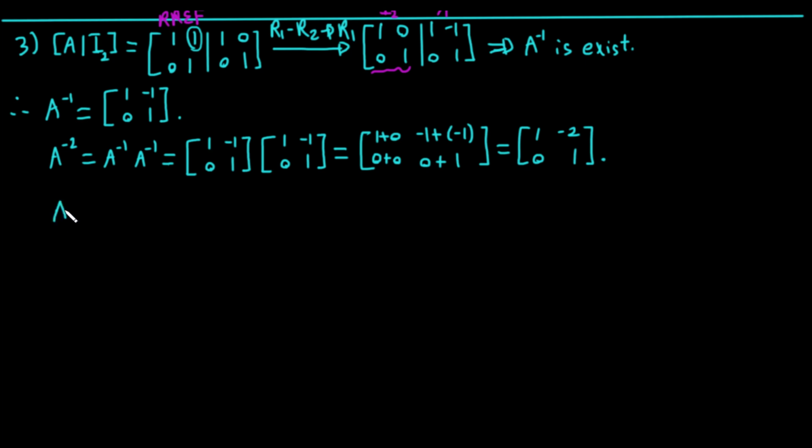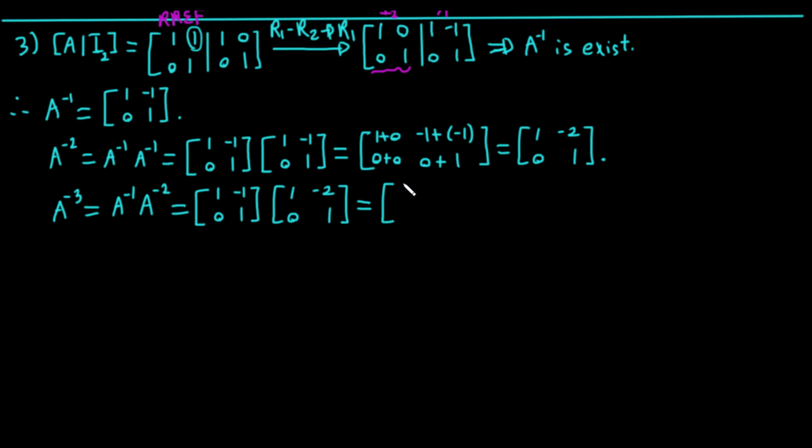Now let's find A to the power of -3. So I will write A to the power of -1 multiplied by A to the power of -2. Of course, you can find it as A to the power of -2 multiplied by A to the power of -1. It will be the same thing. So here I will write this, and I will copy this one here. Okay. Now we will multiply this row by this column, and we will get the first element. So 1 multiplied by 1, which is 1. -1 multiplied by 0, which is 0.